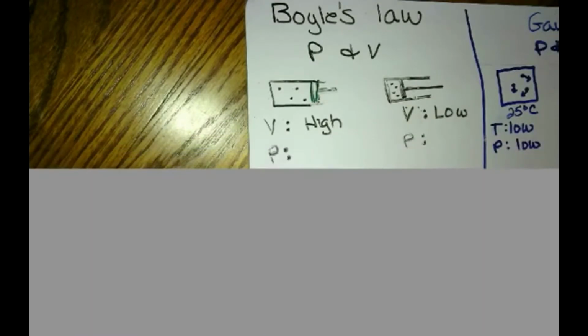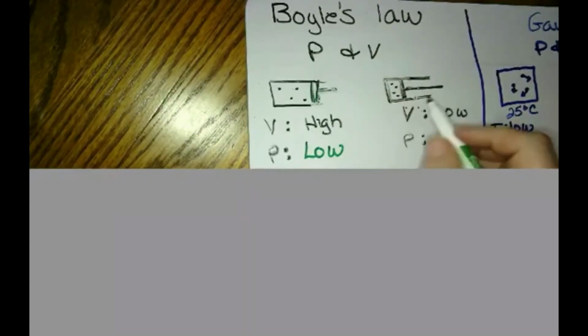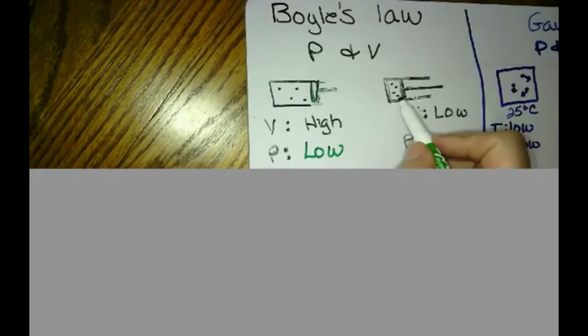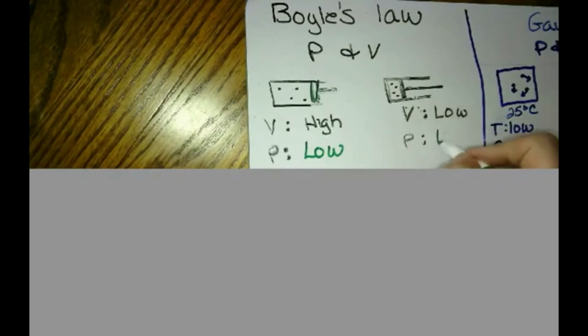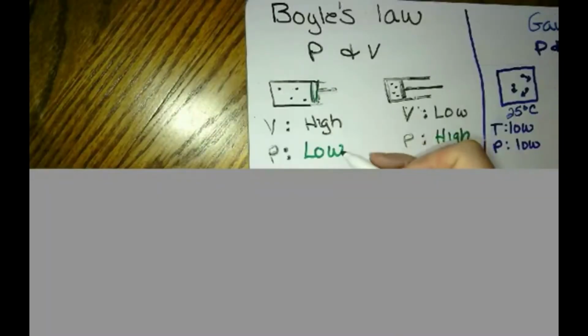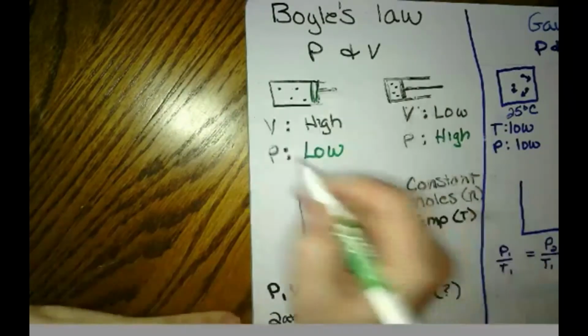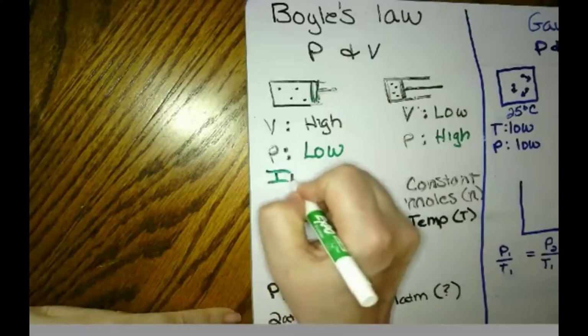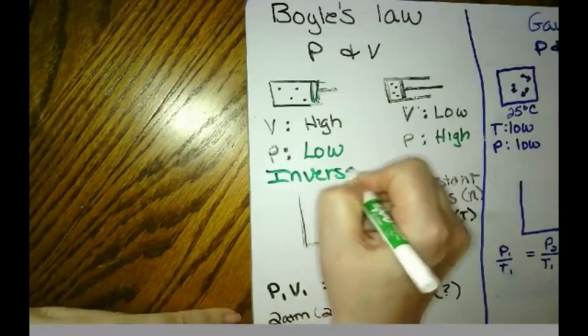Well, we start out with pressure here, and we're just going to say that this is a low pressure, okay? And when I make the volume smaller, my gas particles have less distance to travel. They're going to hit the side of the walls more per second, so my pressure will be high. Okay, so if I have a high volume, I have a low pressure. If I have a low volume, I have a high pressure. This is called inversely proportional. Okay, so this is an inverse relationship.